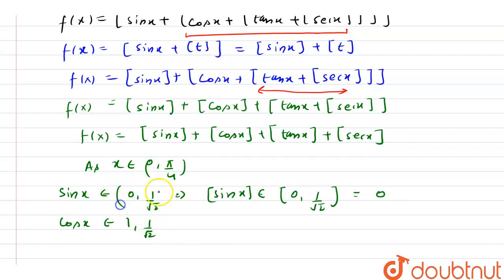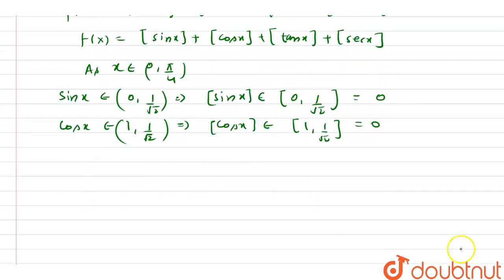Now this value got decreased. From 1 onwards it got decreased. So greatest integer of cos x will belong to greatest integer of 1 to 1 by root 2. Now the answer is again 0. Similarly, for tan x, if x is 0 to pi by 4, then tan x will belong to 0 to 1. And greatest integer of tan x is what? Greatest integer of tan x will be equal to 0, because in between 0 to 1 we have all the values that are less than 1, and greatest integer of less than 1 is 0.